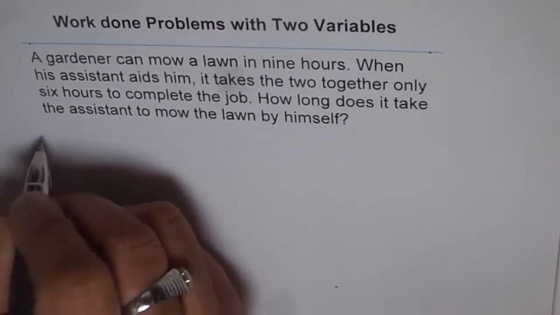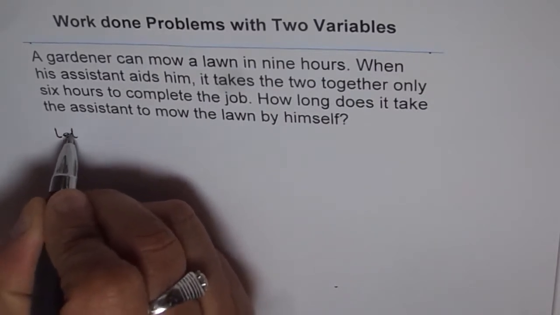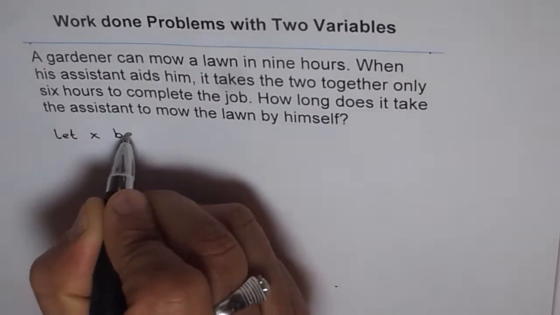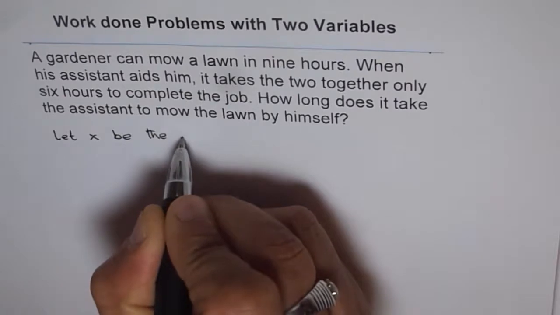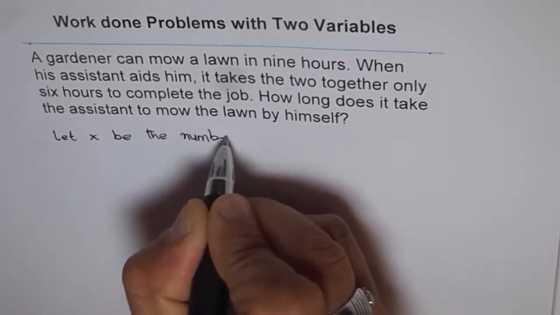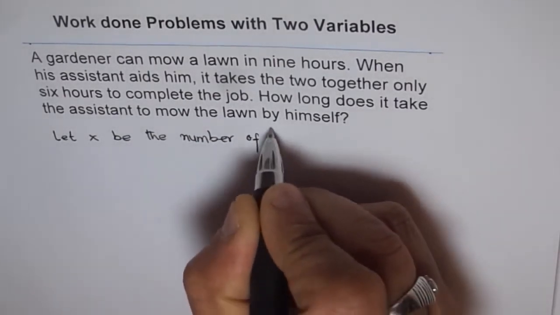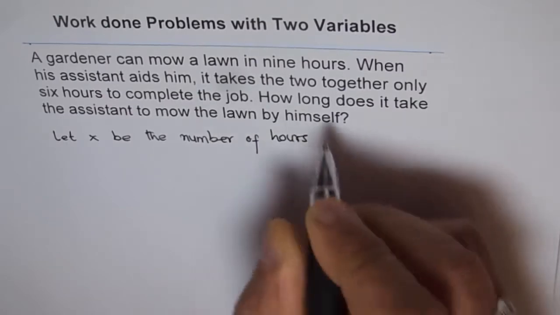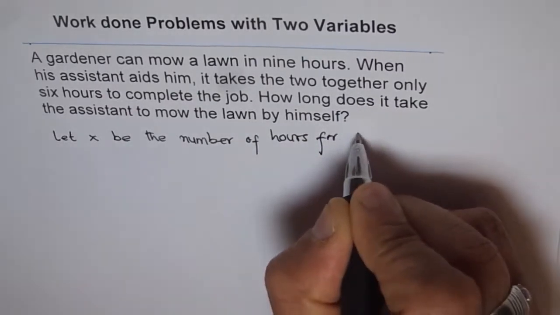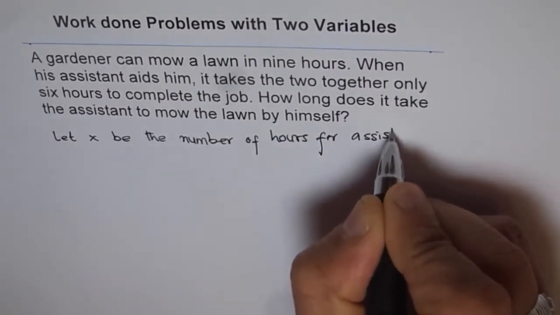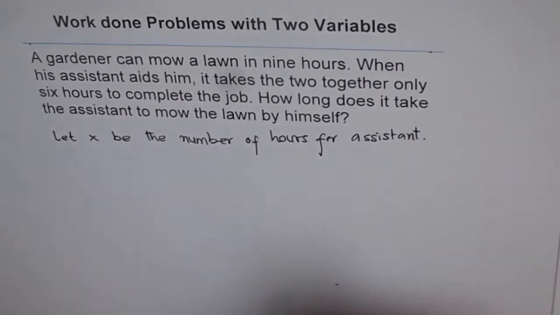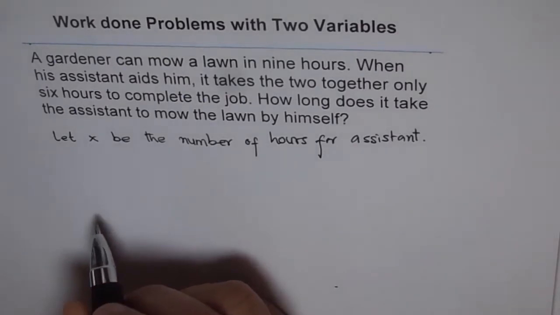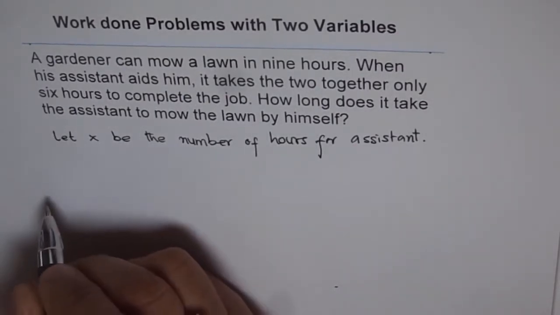So let's define a variable. We say let X be the number of hours for the assistant to complete the job, right? Now let's make a table to kind of summarize the whole thing.